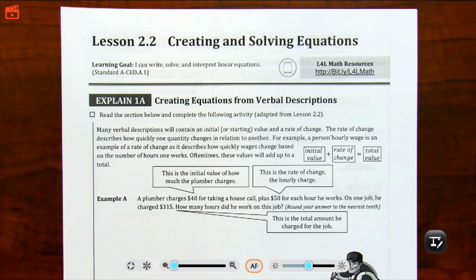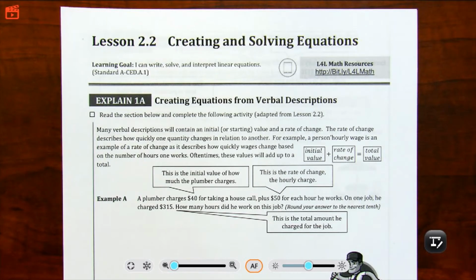So in this lesson, we're going to be creating equations from verbal descriptions. And many verbal descriptions contain words like initial value and rate of change. And then we also have total value.